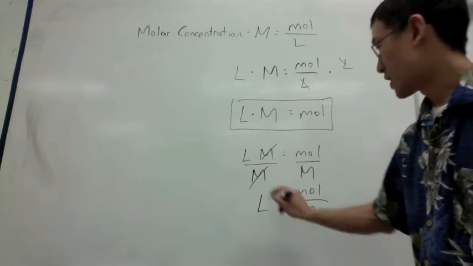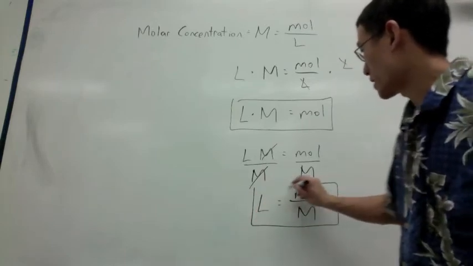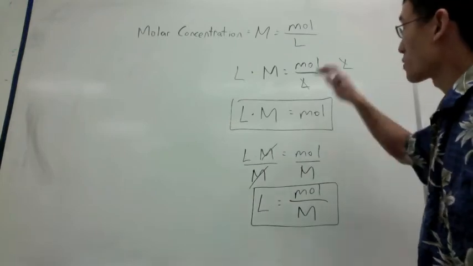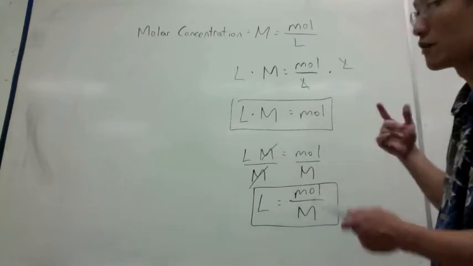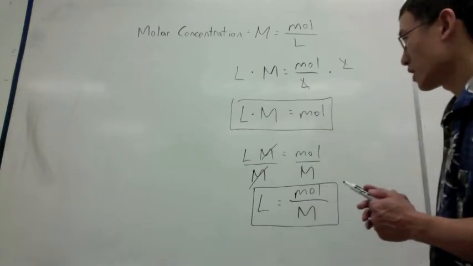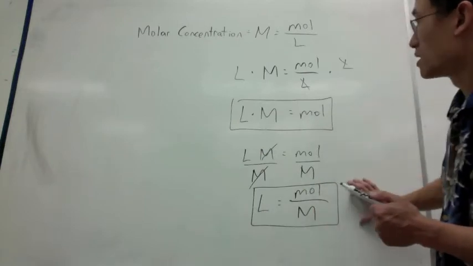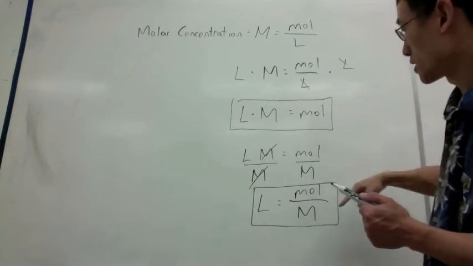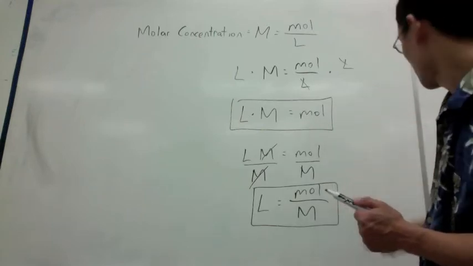So this is something that you will commonly find in science and math. It's just a three-variable equation, and you need to solve for one of the variables. Whatever way is most comfortable for you to do that, this is one way of solving for the moles of solute and the volume of the solution.